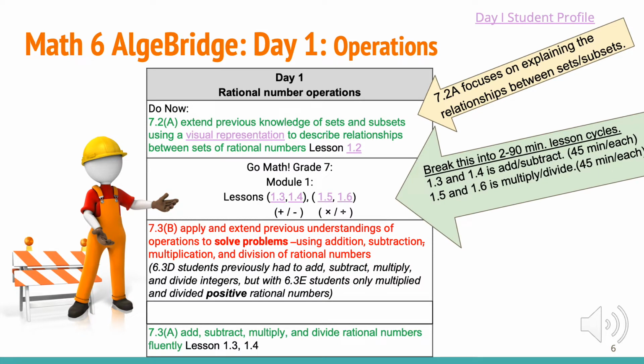In order to accomplish these standards in one day, one suggestion is to break this into 2 90-minute lesson cycles. You can group lesson 1.3 and 1.4 from Go Math, which is the addition and subtraction. And then you can group the multiplication and division, which is 1.5 and 1.6. If you would like to, you can further subdivide them into each 45-minute sections.